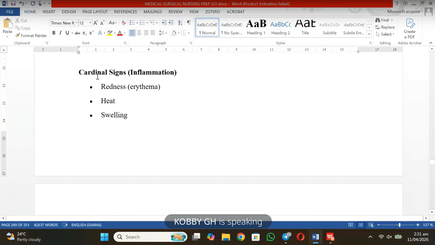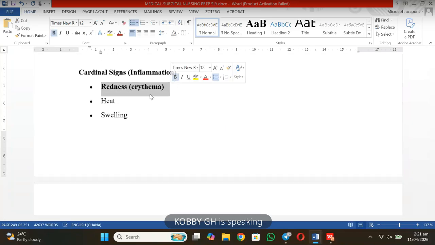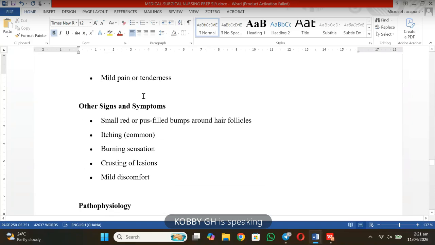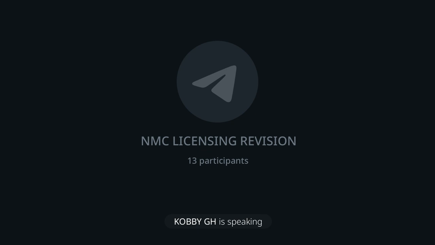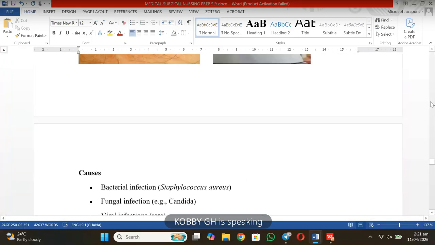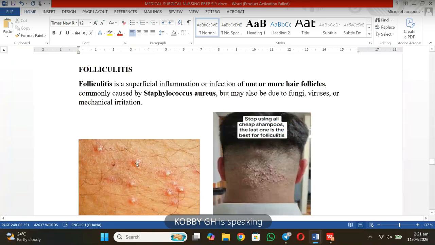Over here, the cardinal signs, one of them still remains the redness and erythema. You notice swelling, especially at the base of the hair. Okay, and sometimes it may be painful, especially when you touch it. The patient may experience some pain. And sometimes clearly you see some small red spots or pus-filled bumps at the area. So look at it. You see there are some red spots or pus-filled bumps in the area. That's where the folliculitis is occurring.